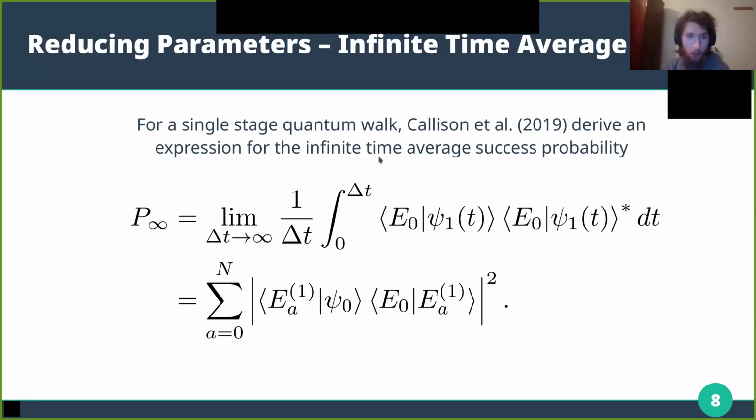So to begin with, we're going to look at something that Adam Callison derived in his paper for single stage quantum walks, which is the infinite time average. This lets us ignore T for now, and it can give us a good indication of what gamma we'd like to choose. Essentially we define this average: we're averaging over the probability, integrating over the time, then dividing by the total time. And when you take this limit, you get this formulation here.